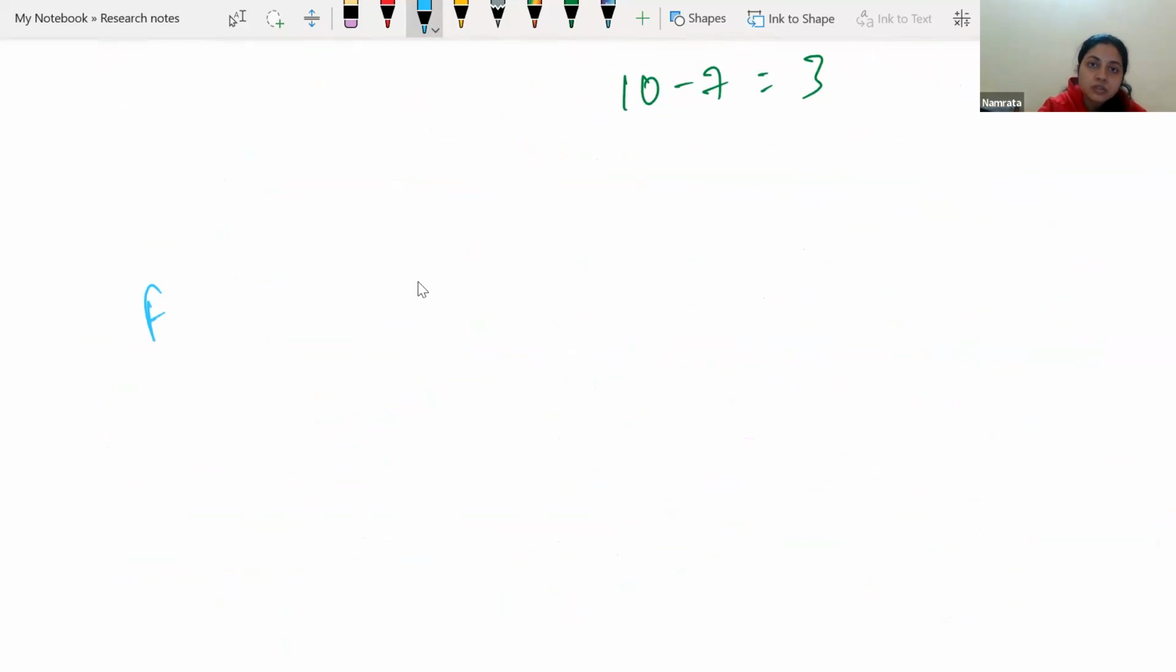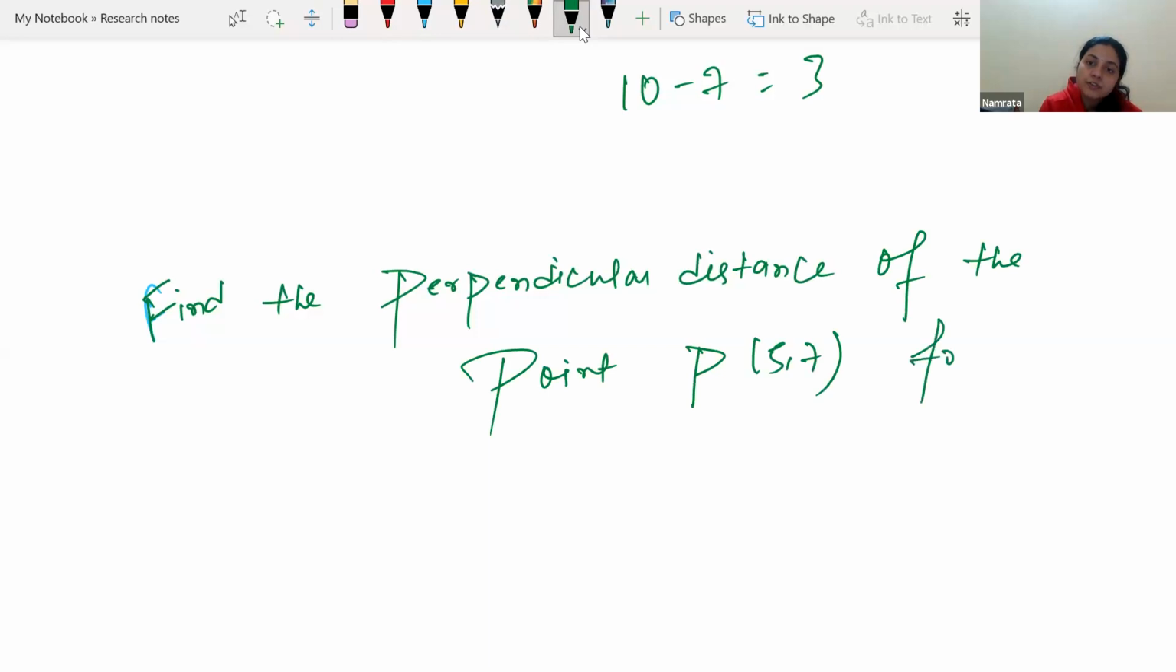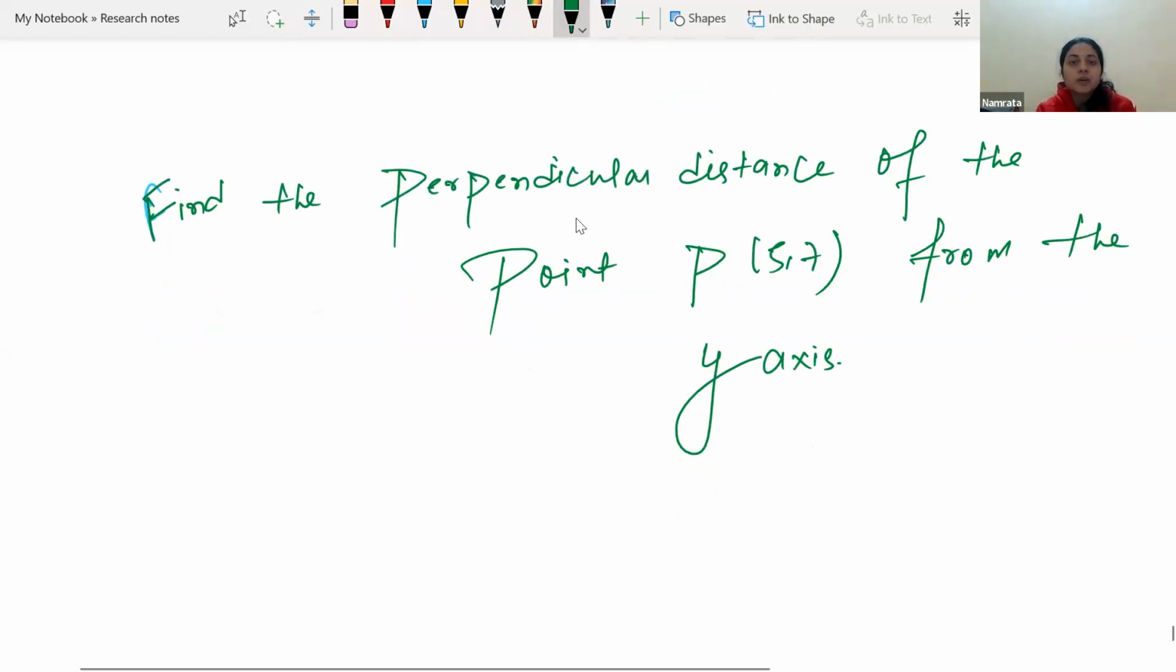A short question, a 1 mark question. Find the perpendicular distance of the point P from the y-axis. How to do it? What will be the perpendicular distance of a point P from the y-axis? Take 1 minute and let me know your answer. Meanwhile, let me search for another question.